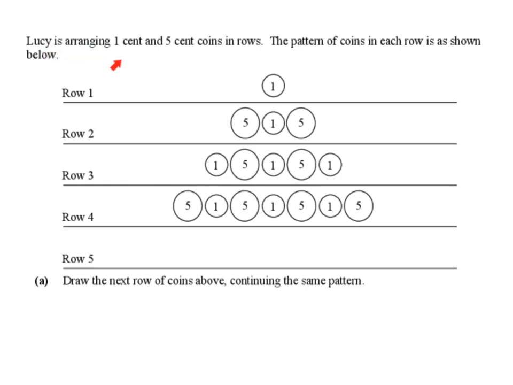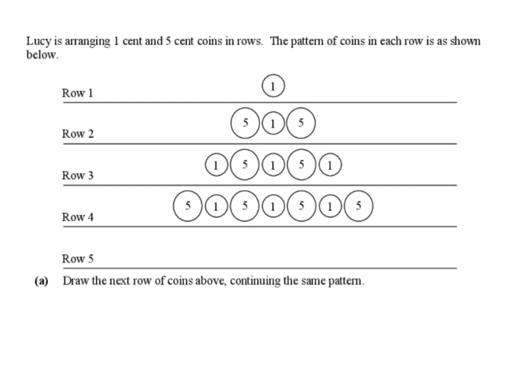Lucy is arranging 1 cent and 5 cent coins in rows. The pattern of coins in each row is as shown below. So in row 1, we just have a single 1 cent coin. In row 2, we have that 1 cent coin again, but we have a 5 cent either side of it.